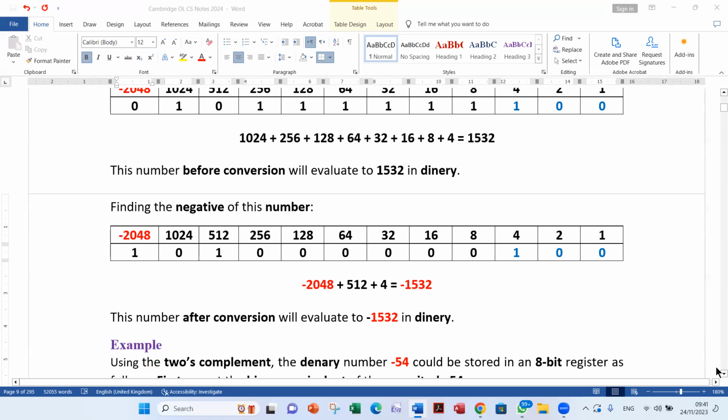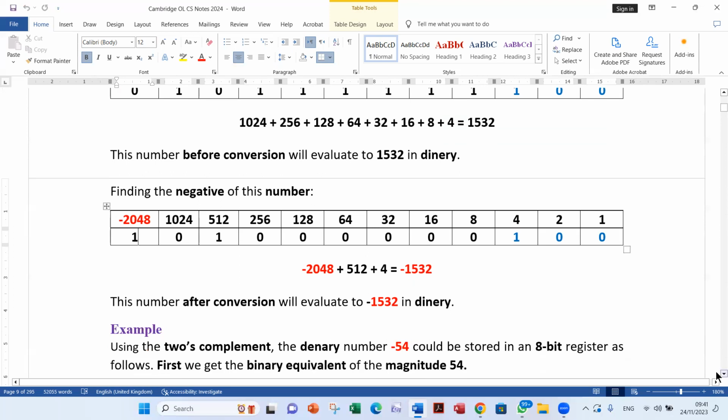Okay, so how they ask you about that in the exam. They ask you to use the two's complement to represent the denary number negative 54 in 8 bits. So my plan will be as follows. First, I convert the positive 54 into binary. And then I apply the method I have just told.